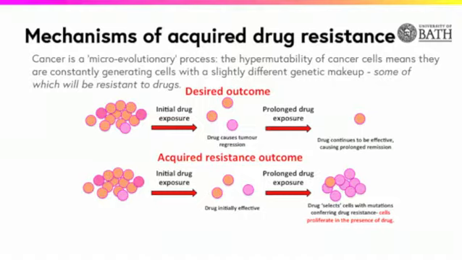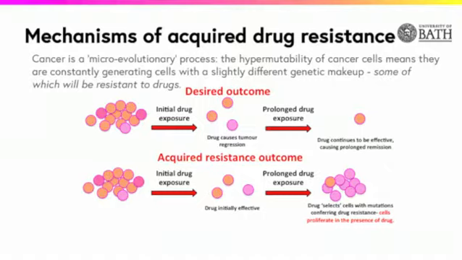Okay, so I'll try and make that clear just by going through this diagram here. So the desired outcome is featured at the top here. So initially you have drug exposure of a collection of tumor cells. Now the drug will initially cause tumor regression, and prolonged drug exposure will continue to be effective until you have complete remission of the tumor.